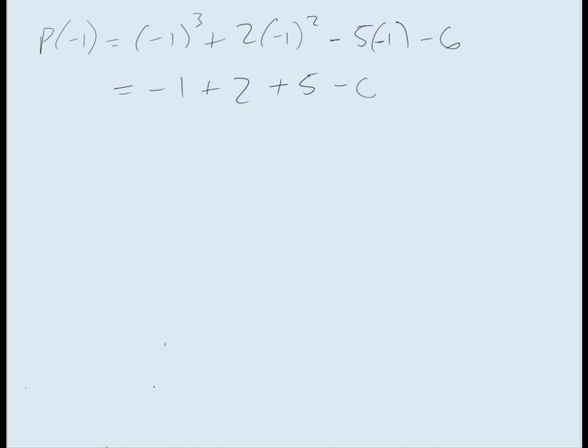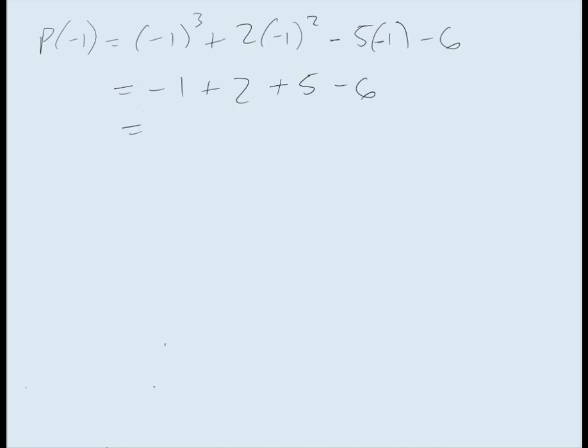So let's try x is -1. p of -1 is equal to -1 cubed plus 2 times -1 squared minus 5 times -1 minus 6. Let's see what this gives us. -1 cubed is just -1. -1 squared is just +1, and 2 times +1 is just 2. Minus 5 times -1 is +5. And then minus 6.